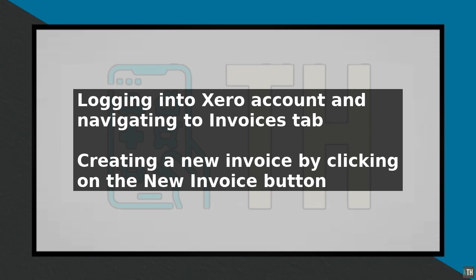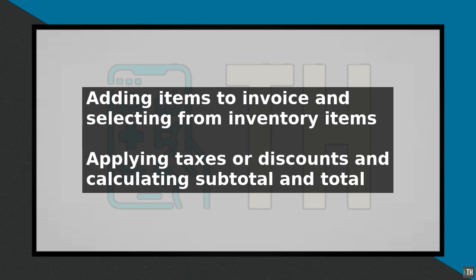Next, add the items you want to invoice for by selecting from your list of inventory items or adding a new item. You can also add a description and quantity for each item, and apply any relevant taxes or discounts. Xero will automatically calculate the subtotal, tax, and total for you.